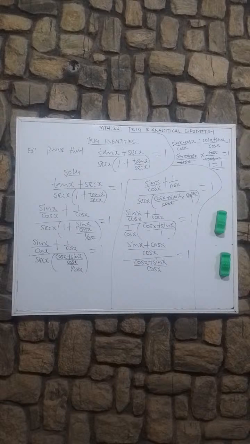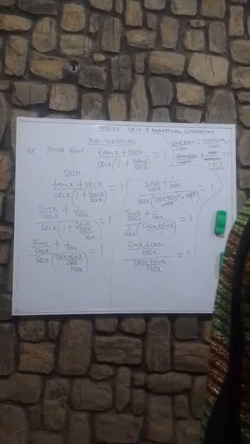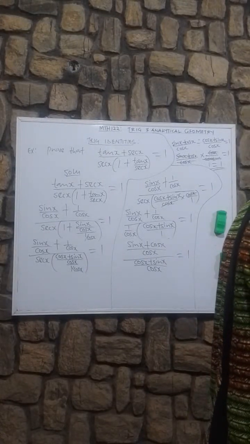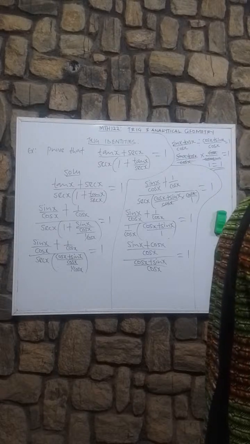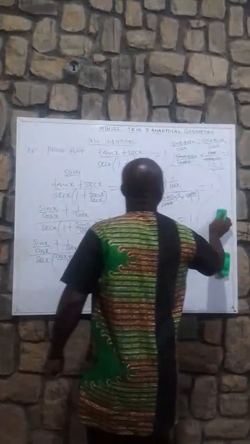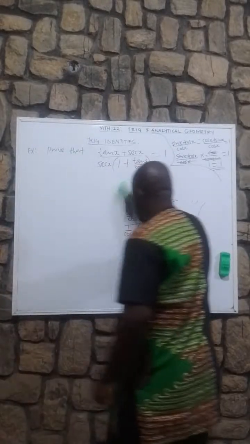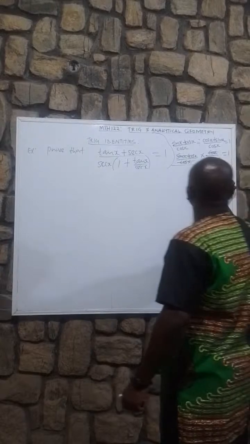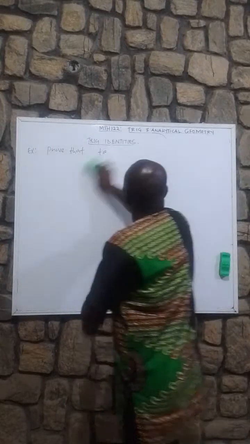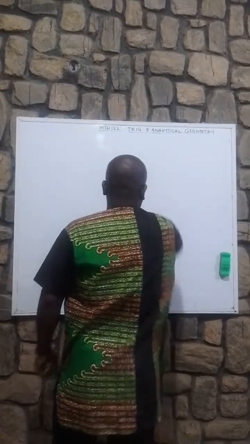So let's move to consider another example. Let's consider another example. It says solve 5 cos square t.